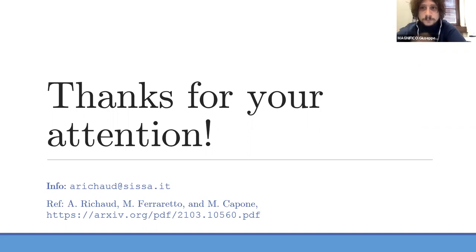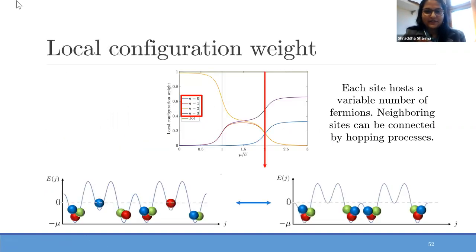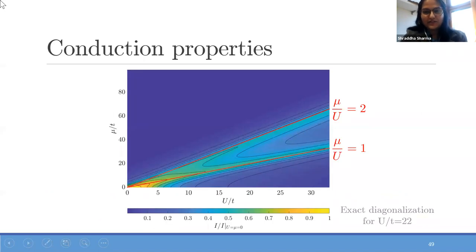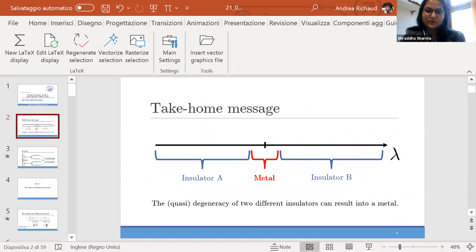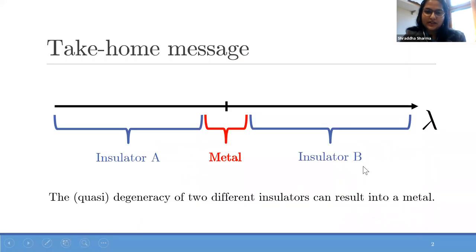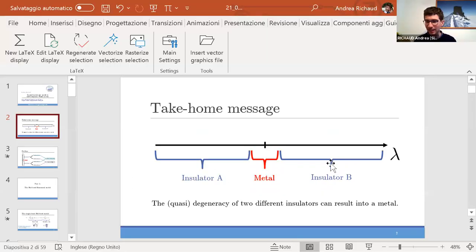So I have a question. I'm sure you explained it, but in the very first slide, in the take-home message, you said that it's because of the quasi-degeneracy between the two kinds of insulators. Somehow I don't understand this quasi-degeneracy. If you switch on the tunneling, you don't have an atomic limit anymore, so you cannot really talk about atomic insulators.